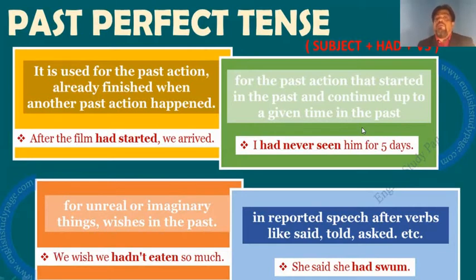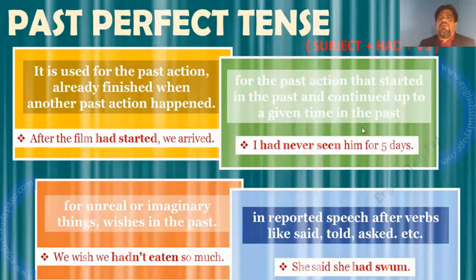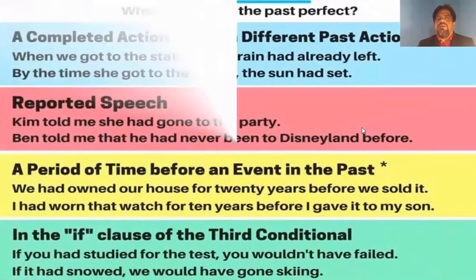Now in reported speech, after verbs like said, told, asked, inquired, you could use past perfect tense. She said that she had swum. So she said, that is in the simple past tense, and then the past perfect tense, she had swum. And this is how most likely we use past perfect tense.